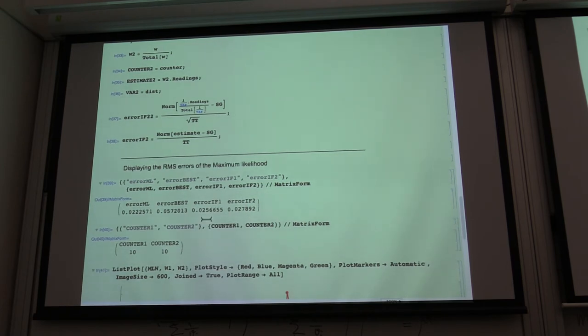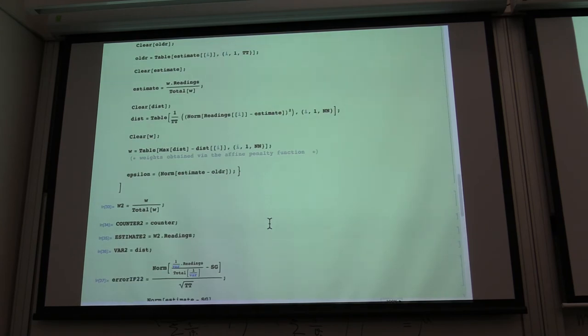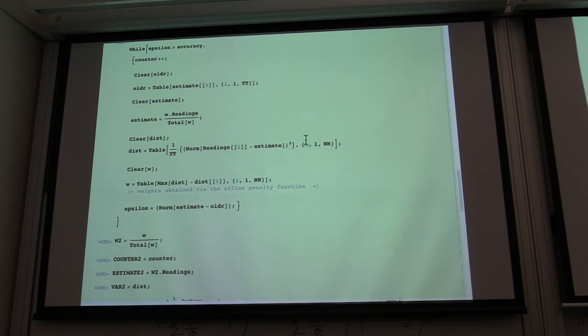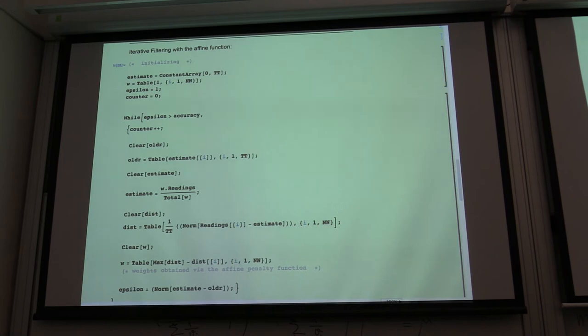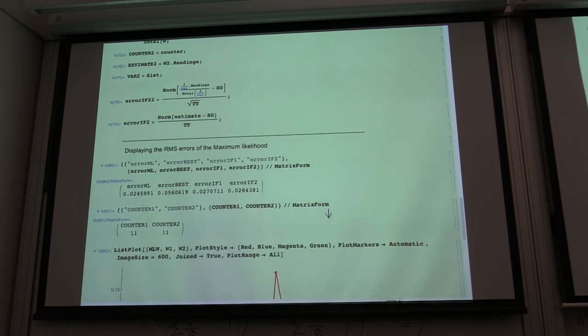Yeah, so you see it is about, of course in each run you get slightly different, but it's comparable to the maximum likelihood estimation, right? And then here it's again squared for some reason, but I was obviously asleep. This is with the affine function, that's for the third one. Okay, so it looks like this iterative filtering algorithm produces the same quality estimator as the theoretically optimal one, the maximum likelihood estimation.